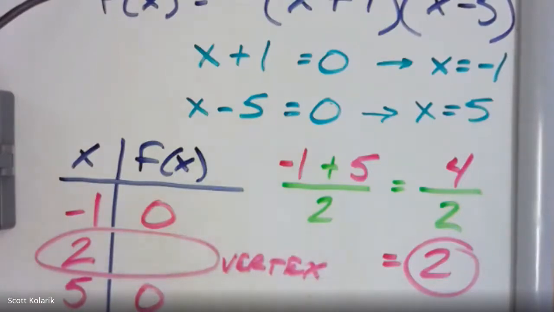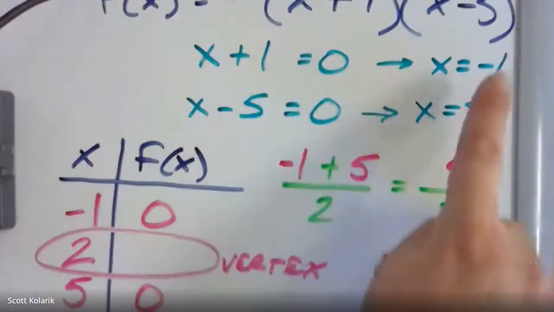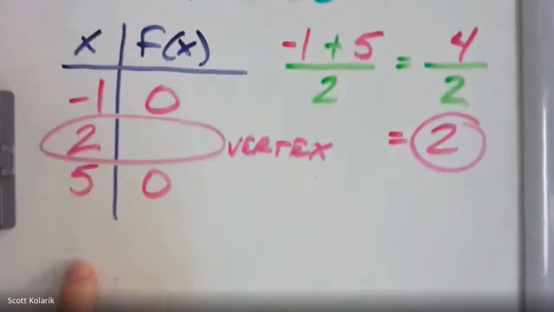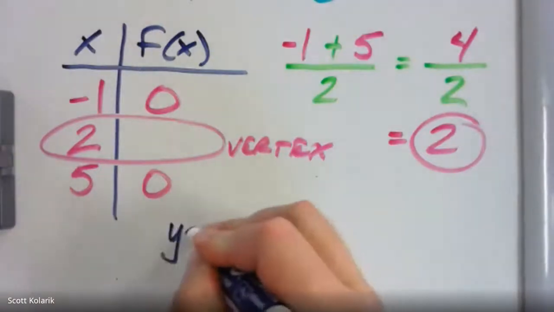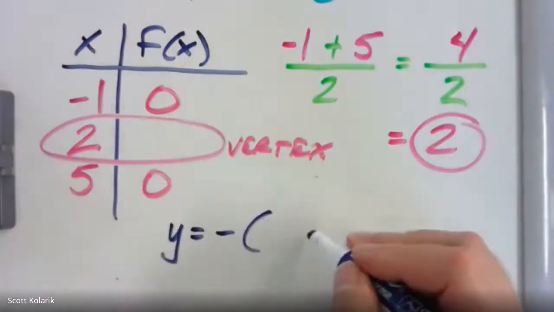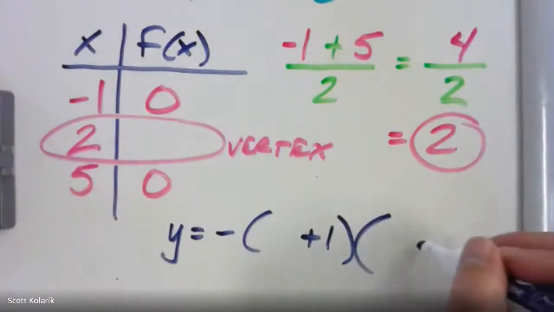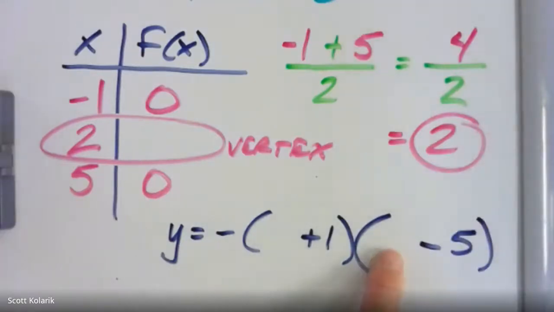Because again, the vertex has to be on top of the axis of symmetry. And when I plug 2 back into my original equation, let's see what happens. Let me scroll down a little bit further now. So my original equation was this. It was y equals -(x plus 1), but instead of the x, I'm going to be plugging in that 2 value. And then it was (x minus 5). Again, I'm going to replace that x with that 2 value.